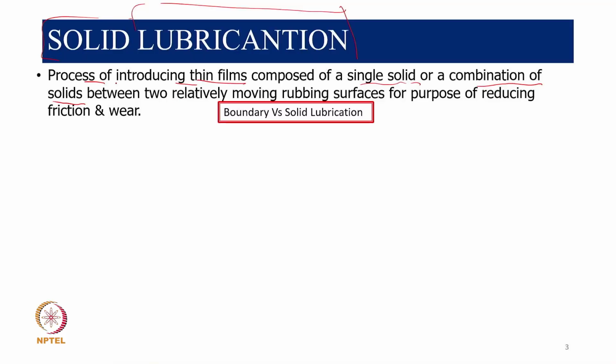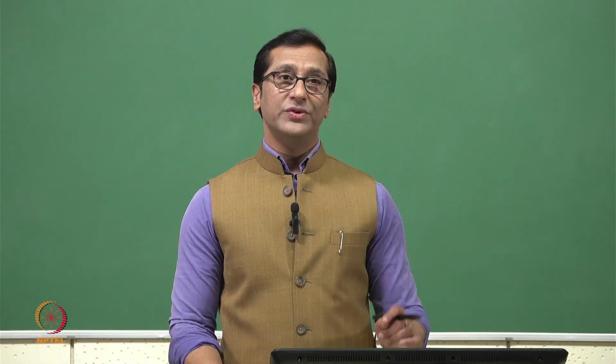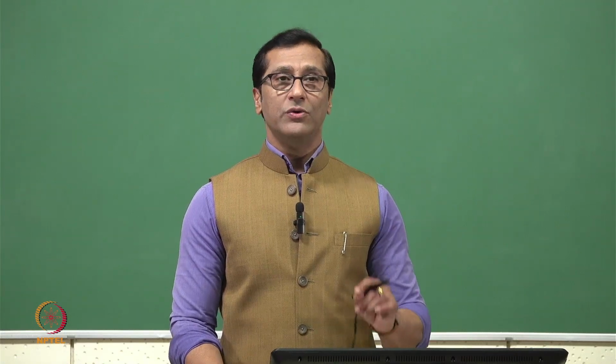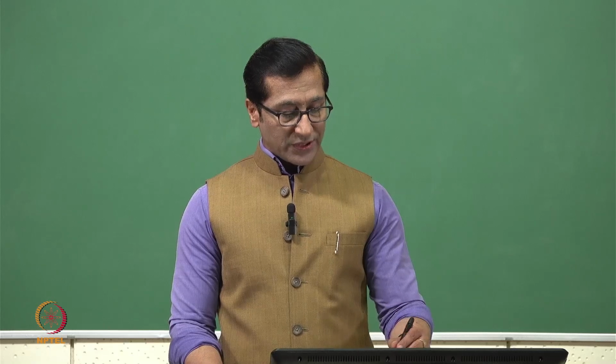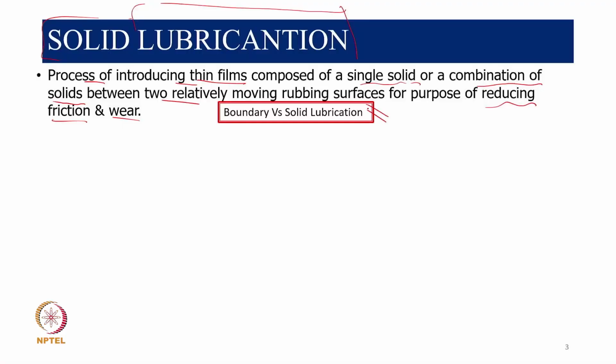So, the process of introducing this thin film, composed of a single solid or a combination of solids, between relatively moving surfaces for the purpose of reducing friction and wear. So here we are emphasizing it should be reducing friction as well as wear. It's not only the friction. Of course, the obvious question comes: what is the difference between boundary lubrication and solid lubrication?